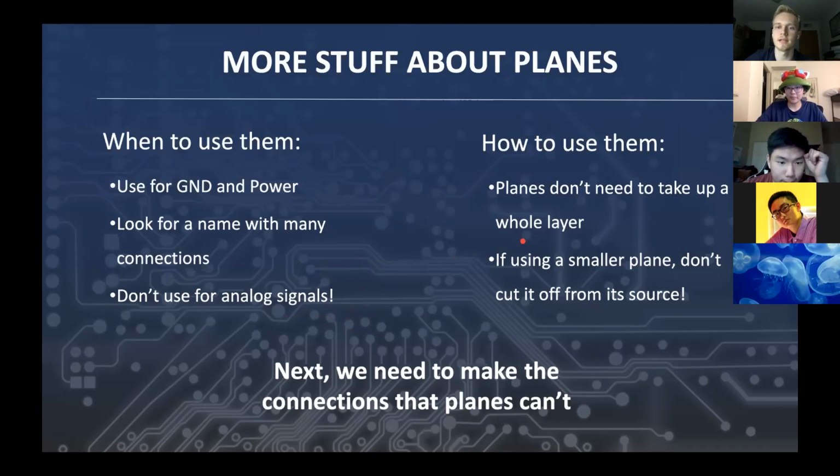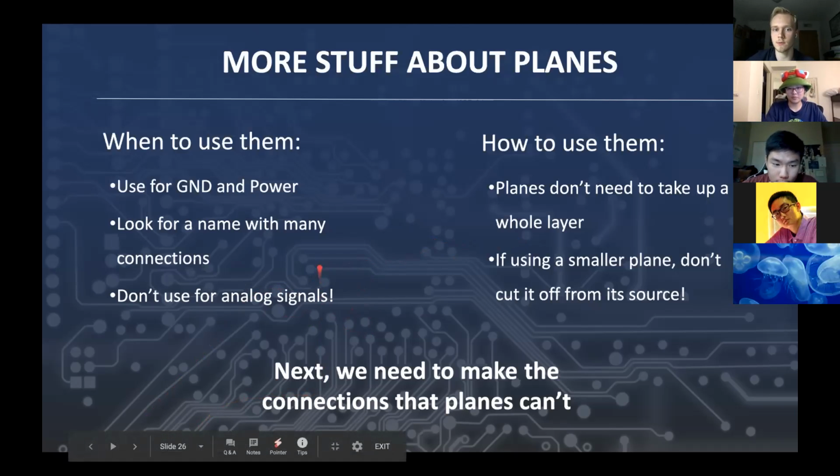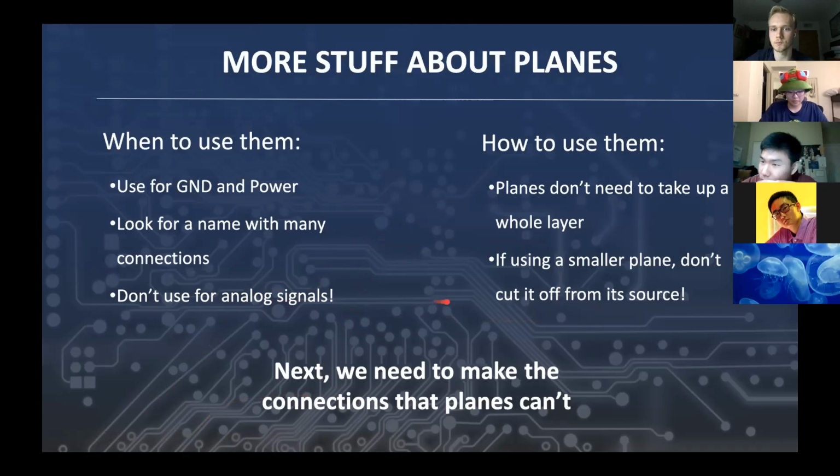So a couple other little things. Most of the time, or a lot of the time when you use it, a plane will take up the whole layer of your PCB or the whole side, but it doesn't technically need to. What I could have done in the last slide is I could have made my polygon only surround half of the board, and then only half of it would have that particular trace.